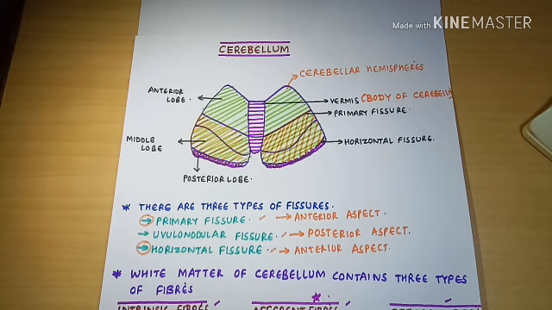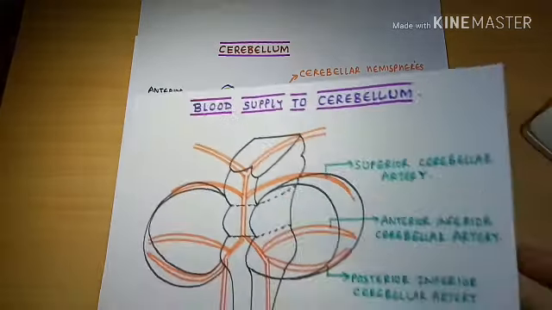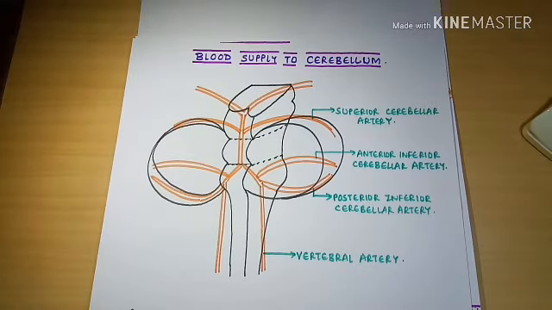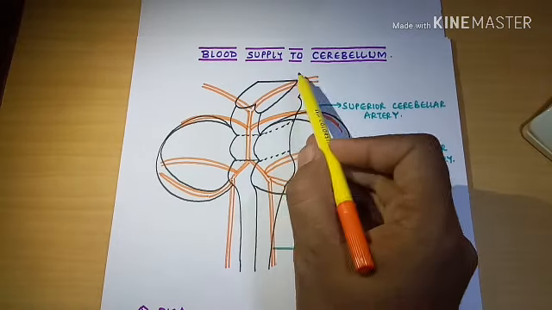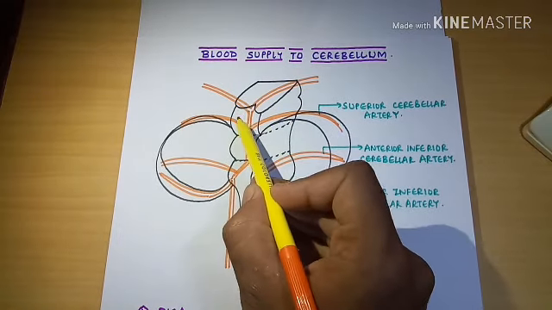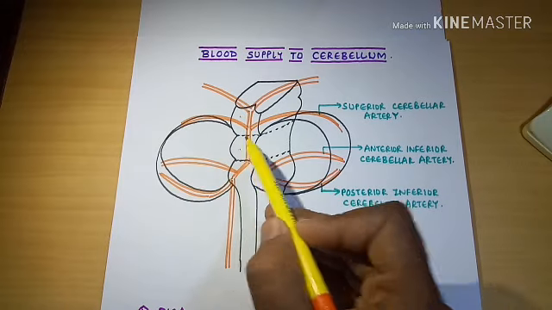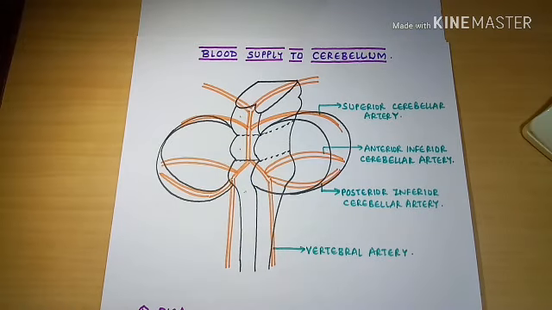So today's part of the video will be covering the blood supply to the cerebellum. So let's start the blood supply to the cerebellum. This portion which I have drawn already here is the brainstem. This portion is the midbrain, this is the pons varolii, and this is the medulla oblongata. Below the medulla oblongata, the spinal cord is present. So today we will be covering only the blood supply to the cerebellum.